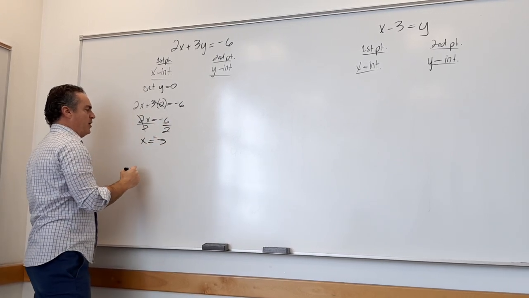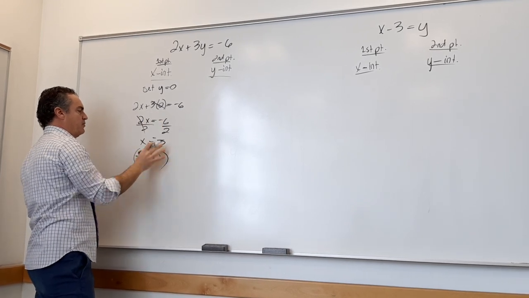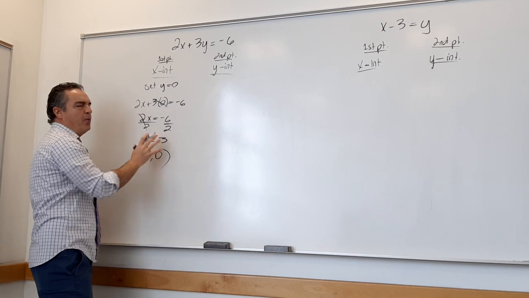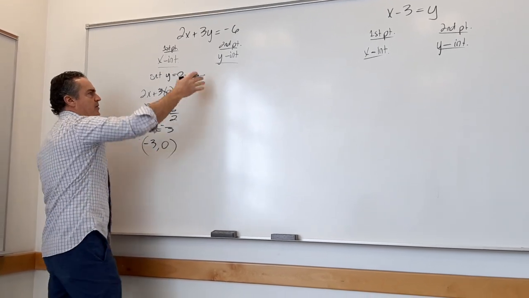Okay, what's my first point then? Negative 3, 0. Always remember to put these in the right place. Don't say 0, negative 3. How many points do I have right now? One. How many points do I need to graph any line? Two. So I gotta find the other intercept.